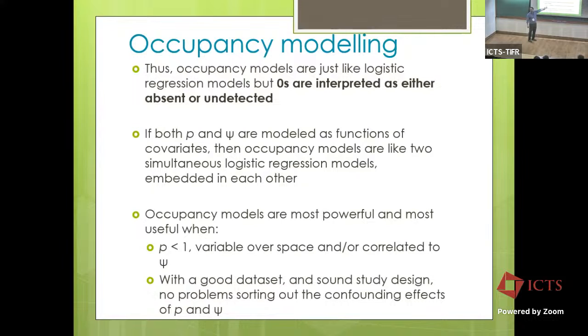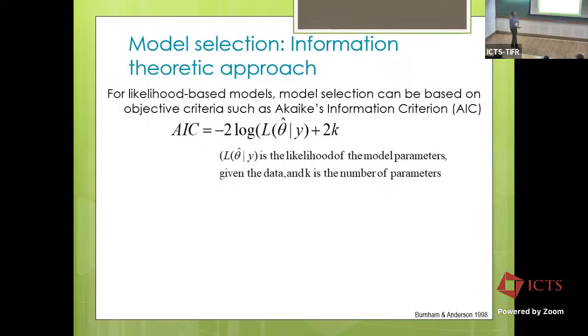All right, and they're most powerful when p is less than 1. If p is equal to 1, it's like a logistic regression. You can basically throw out the p and just look at psi. You can ignore imperfect detection. If you have a good data set and good study design, then you can definitely tease apart the confounding effects of p and psi. So it's a really powerful tool. It's really for species distribution models. I think this is, like I said earlier, the gold standard, because you're accounting for these biases that can creep into other studies that don't look at imperfect detection.